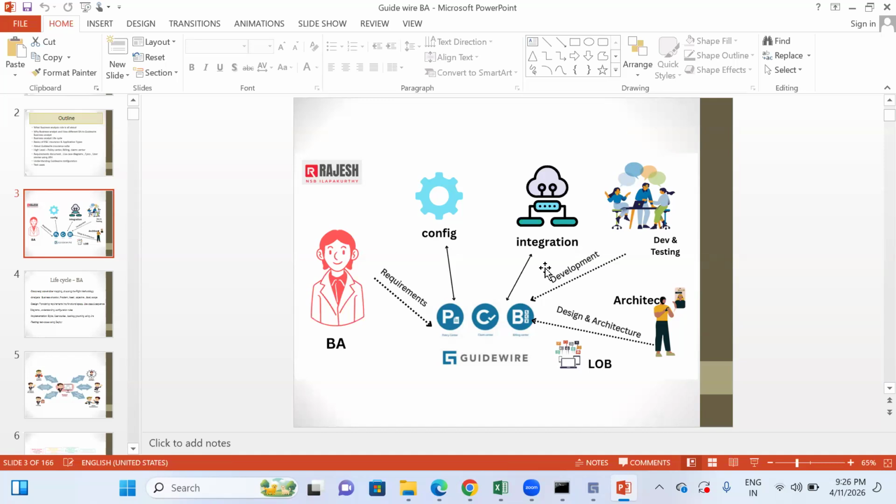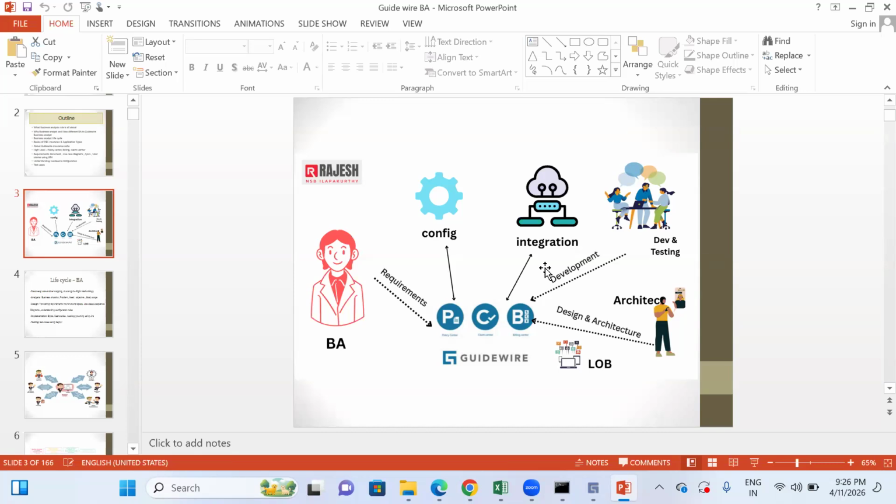So the advantage is that an insurance company can buy any one module. They don't necessarily need to buy all the modules, but it has to be customizable and integrated, provided technical people do that. For technical people to do these things, there must be some intermediary who gathers the requirements and transforms them into a user story format.